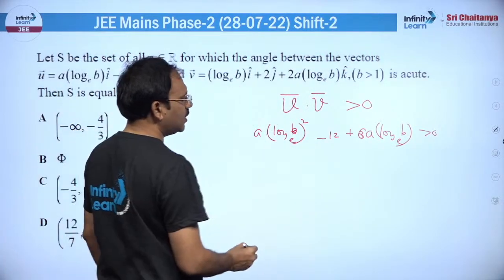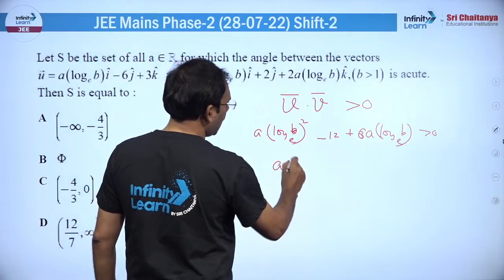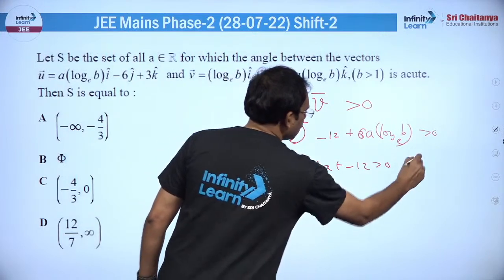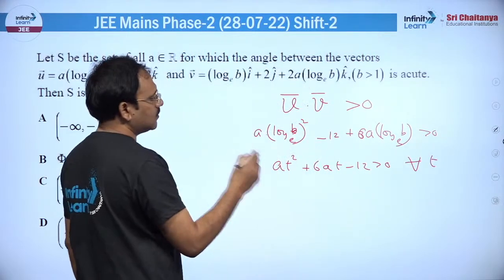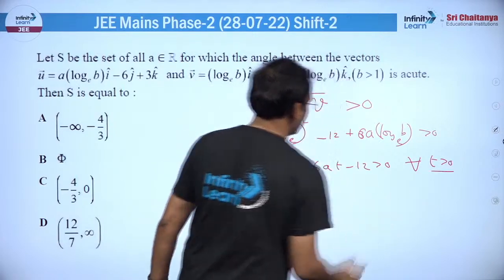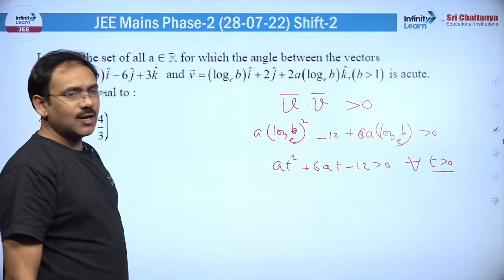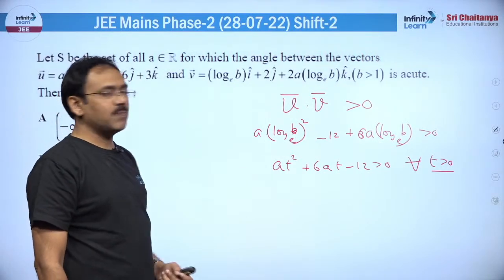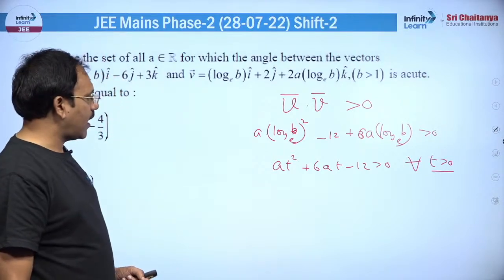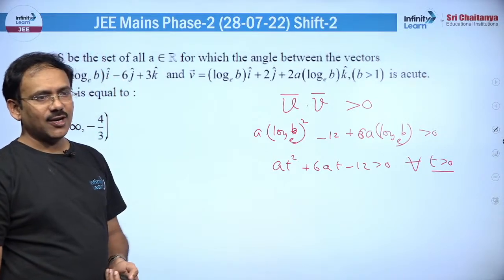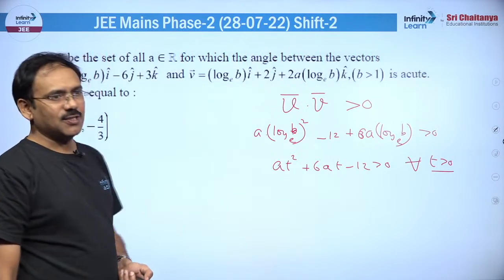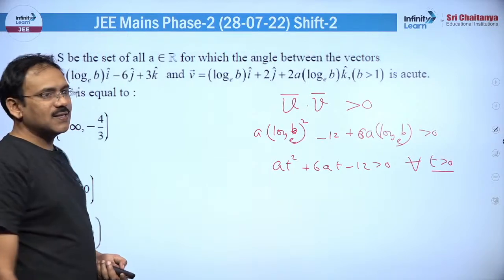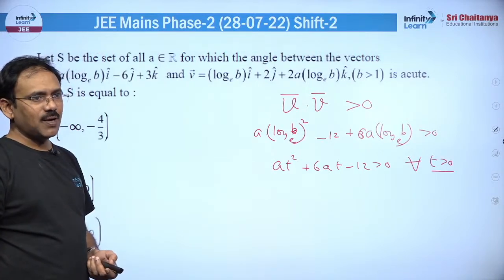So if you take log B base e as t, you will get At square plus 6At minus 12, which must be positive for all t, meaning for all t positive. This is the expression, right? So a quadratic expression is not always positive, but whenever t is positive it should be. You need to solve accordingly. So whenever t is positive, right? Log B base e must be positive.